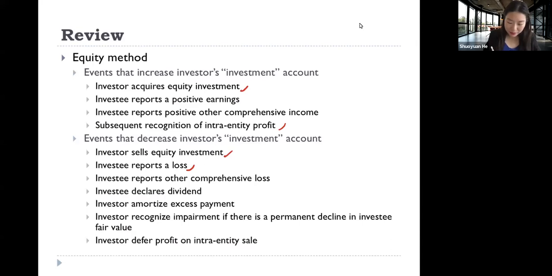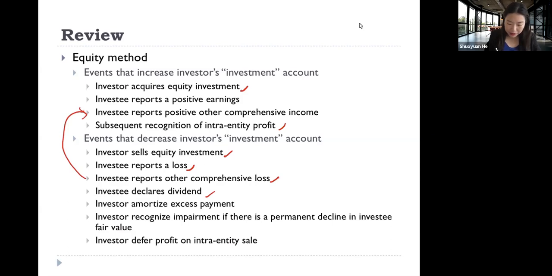Investee reports a comprehensive loss. This journal entry is exactly the opposite as when investee reports positive comprehensive income. Investee declares dividend. The journal entry is to debit dividend receivable, credit investment.